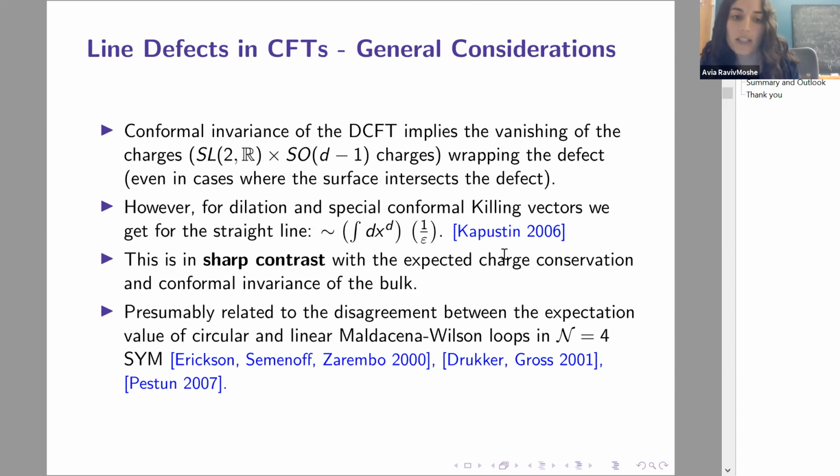Now, this problem with the straight line is probably related to the disagreement that exists in the literature between the expectation values of the circular and the linear Maldacena-Wilson loops in N=4 super Yang-Mills. So, for example, in these papers, the authors calculated the expectation value of the circular loop and the straight line Maldacena-Wilson loop in N=4, and they found disagreements. They got different results. So this issue is probably related to that phenomenon.